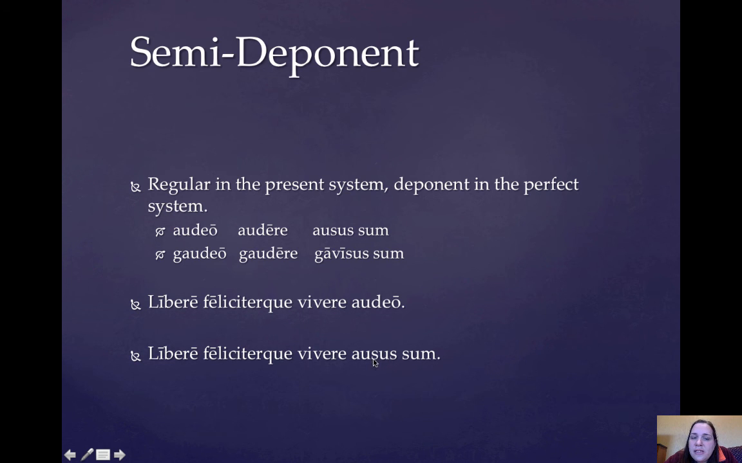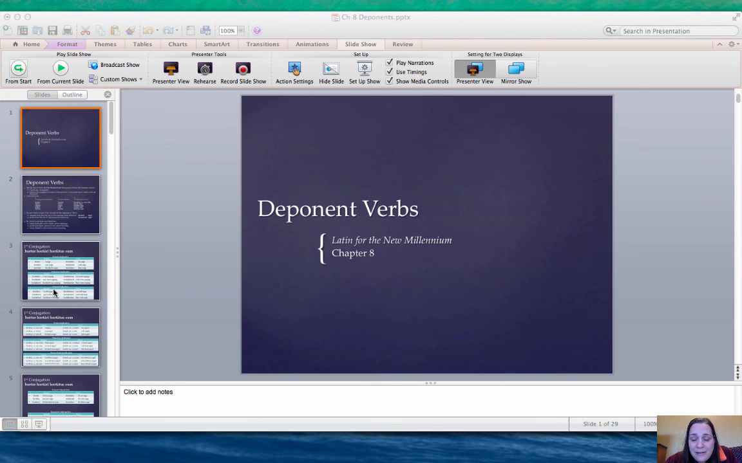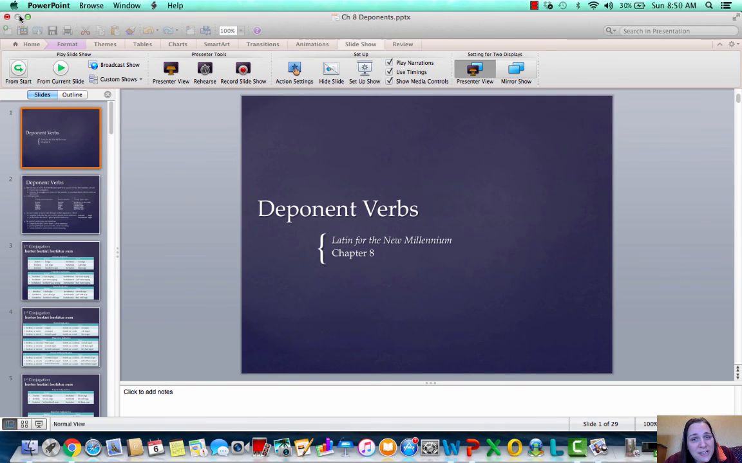Okay? So let's look at the difference between these two sentences. Audeō, I dare to live freely and happily. Okay? That's how you say it in the present. But if you wanted to make it perfect, you would have to go deponent in the perfect system. So ausus sum, I dared to live freely and happily. Okay. All right, that is the end of our presentation.